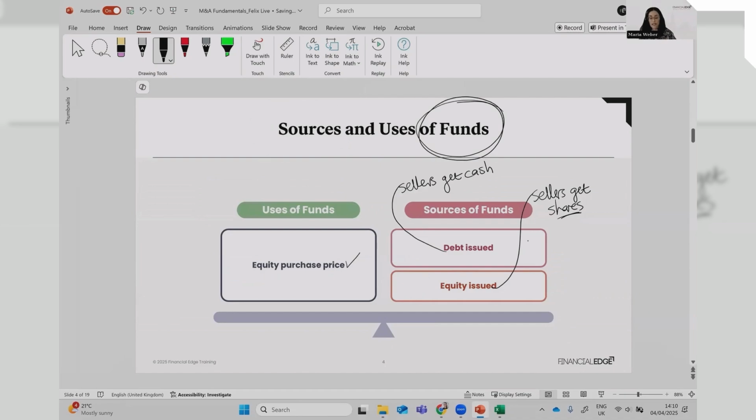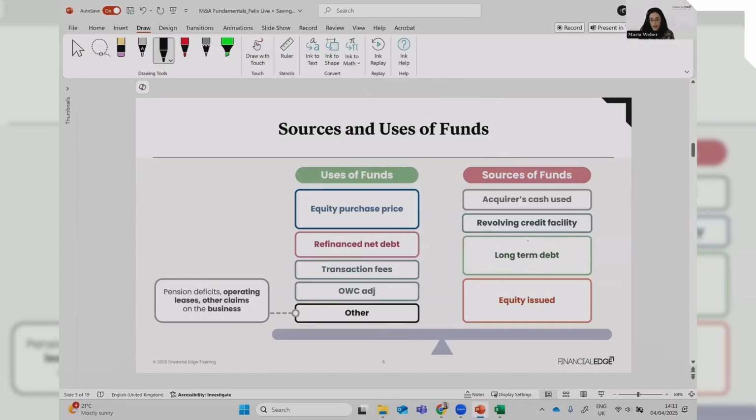Okay, so ideally you want to try use as much debt as you can, but you're going to be constrained and then you have to use equity. Now, in reality, and we're going to see this in the model we're going to look at now, which we'll move to in a minute, the sources and uses of funds table is a little bit more complex. In addition to buying the shares, the equity purchase price that we've just seen, I need to buy the shareholders out. I also need to think about whether I need to refinance the debt of the target.